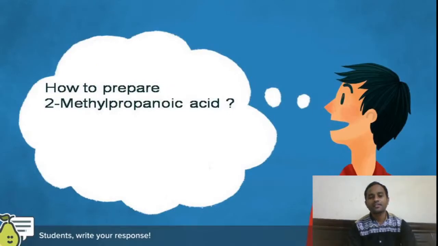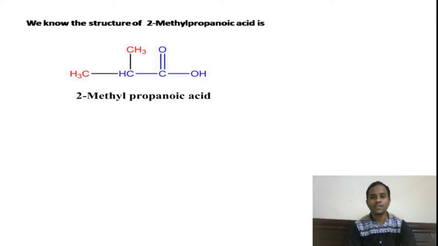And how to prepare 2-methyl-propanoic acid? This is another question for you. For that we need to write the structure of 2-methyl-propanoic acid based on IUPAC rules. Based on IUPAC rules, if you try to solve this structure, we will get the structure of 2-methyl-propanoic acid like this, right? The main chain has 3 carbons. The methyl group is the substituent at the second position, so it is known as 2-methyl-propanoic acid, right?